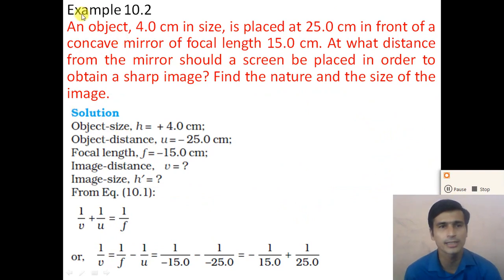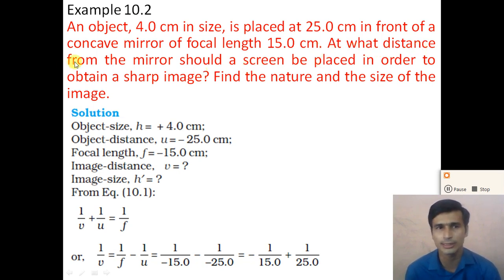Now dear student, example number 10.2 of the textbook. Solve example 10.2 of the textbook. An object 4 centimeter in size. So here the height of the object is given to you as 4 centimeter, placed at 25 centimeter in front of the concave mirror of a focal length 15 centimeter. So the focal length of the concave mirror is given to you as 15 centimeter.